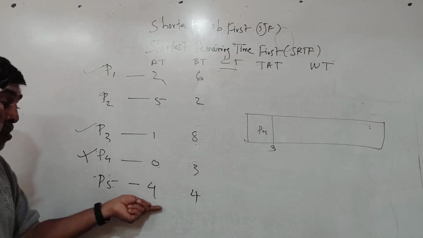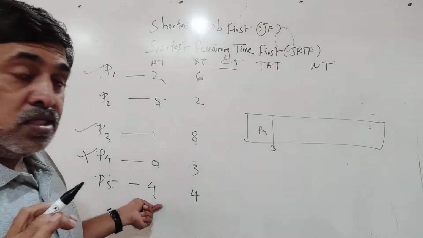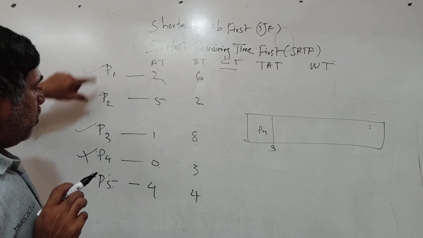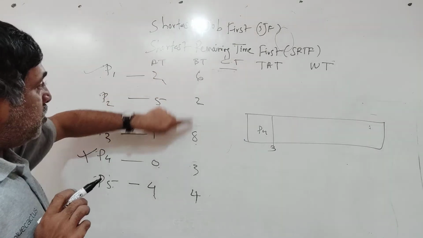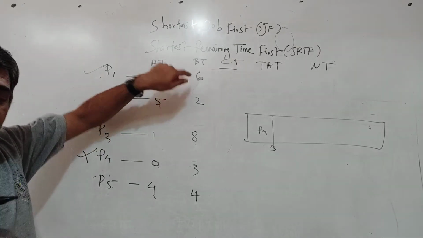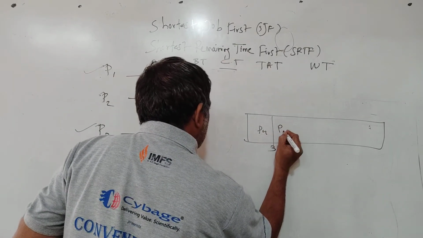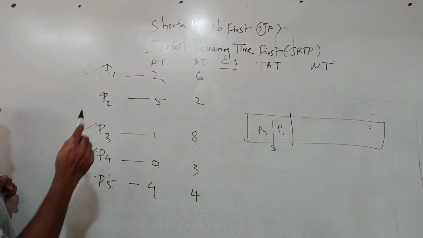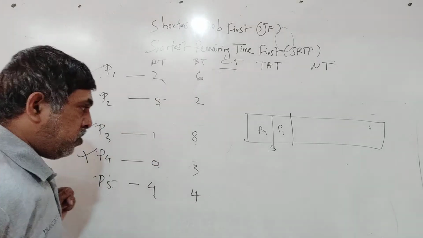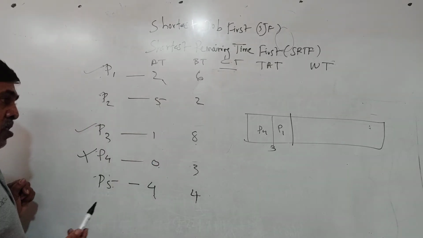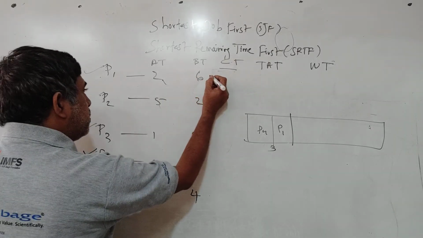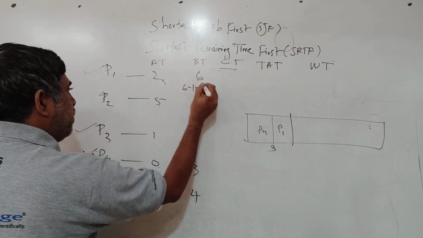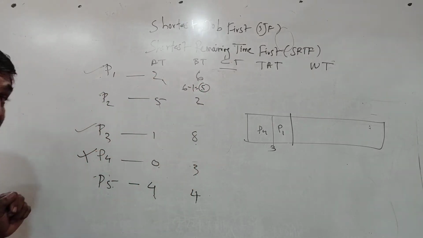Process P5 arrives at the 4th second, but we have not reached that stage yet. So now the comparison between P1 and P3, who will win the bid? The one having minimum burst. Who is having minimum burst? P1 is having minimum burst. So P1 is taken up for execution. How long will P1 execute? P1 will execute from 3 unit to 4 unit. And in the 4th unit we can see 6 minus 1 is equal to 5. So P1 needs 5 more units to completely execute.